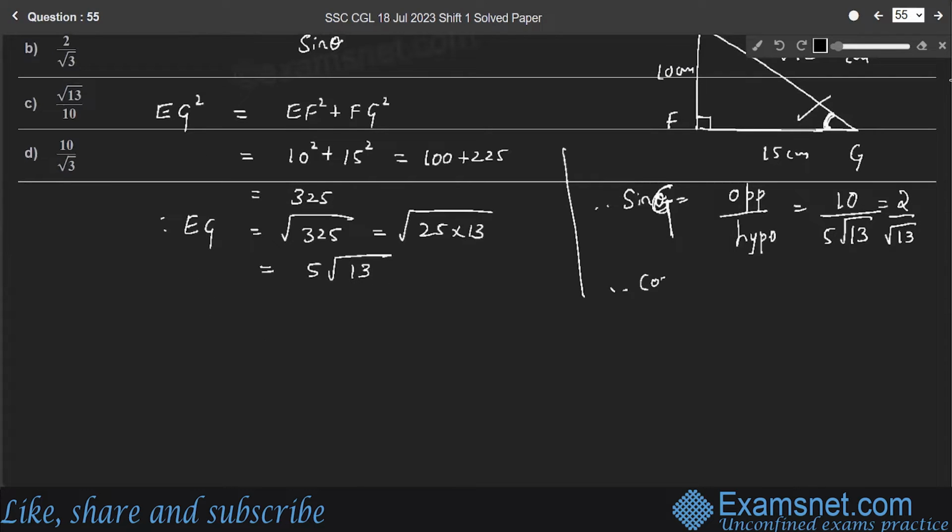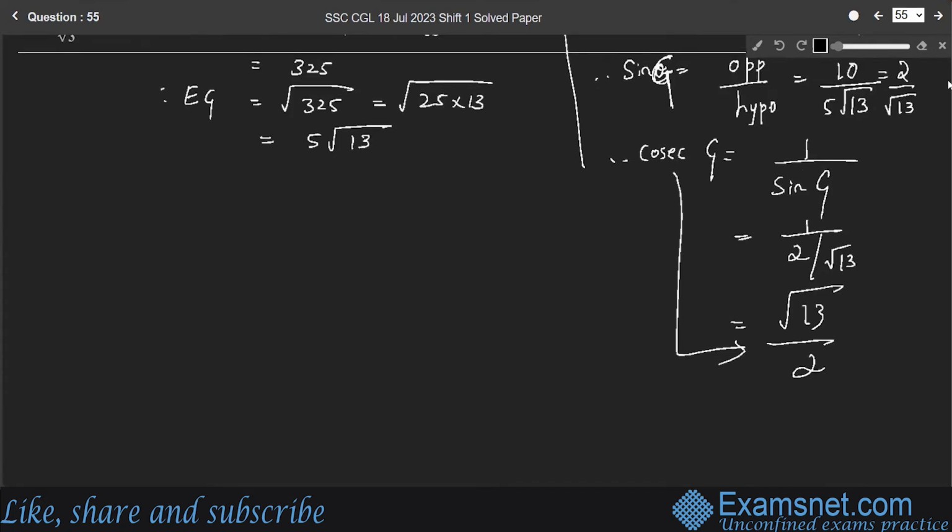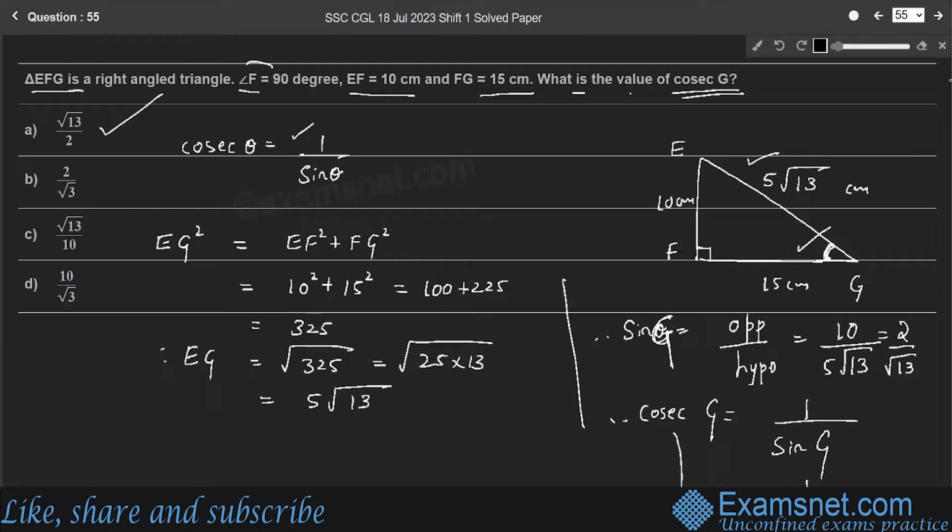Therefore, cosecant G is 1 by sine G, right? So 1 by 2 by root 13, which is nothing but root 13 by 2. So cosecant G is root 13 by 2. So option A is the right answer.